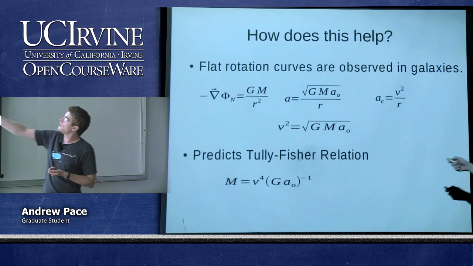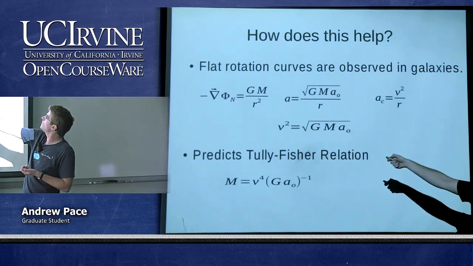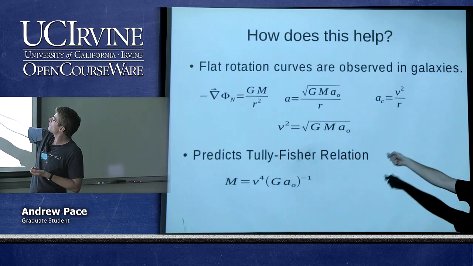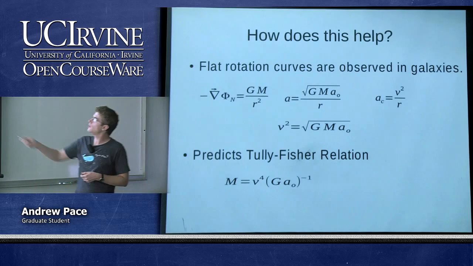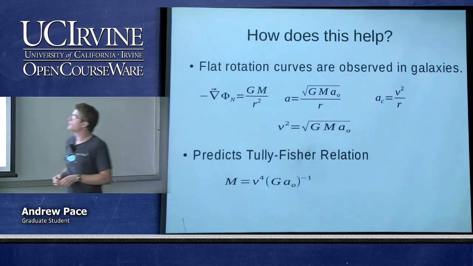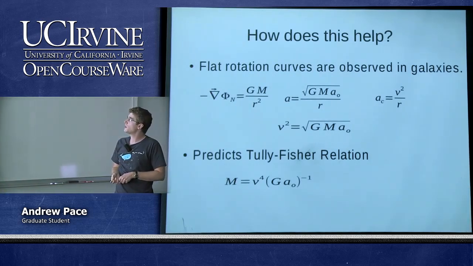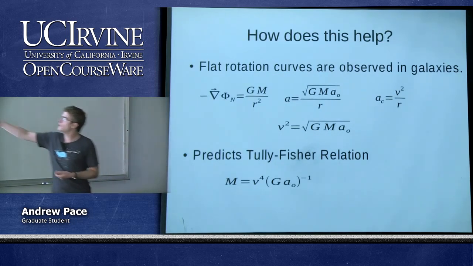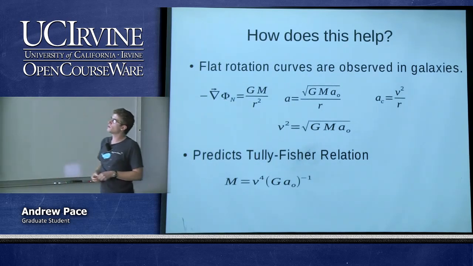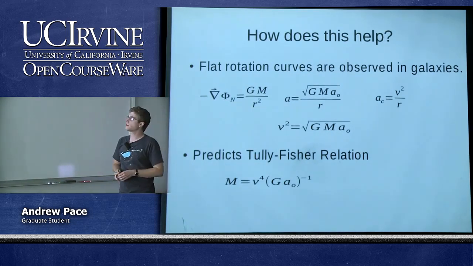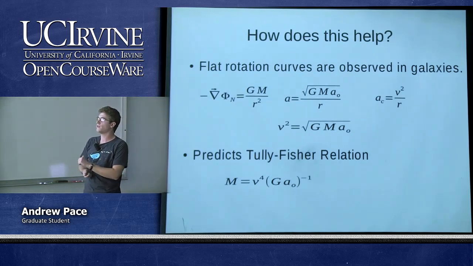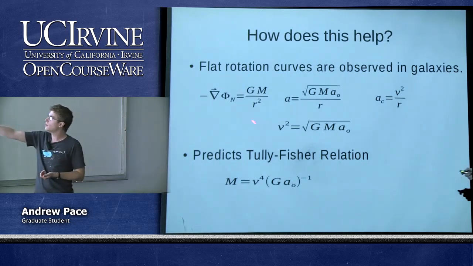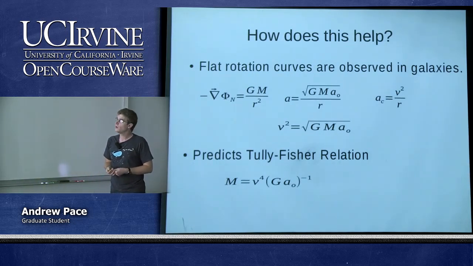So if we use the MOND formula, you get a squared over a naught is equal to minus the gradient of the potential. Then if you set the acceleration equal to v squared over r, you come up with this formula here, which is v squared is equal to a constant. This is where the motivation for the functional form of mu comes about, where we just want to get v squared equal to a constant.